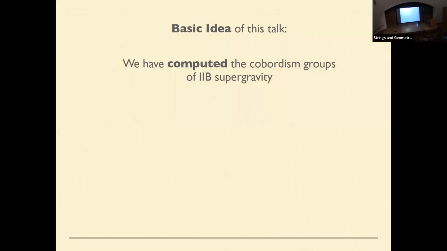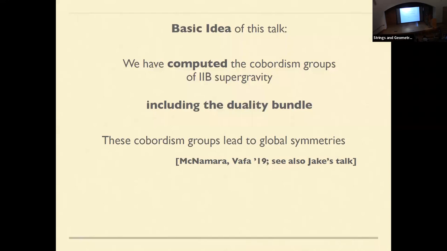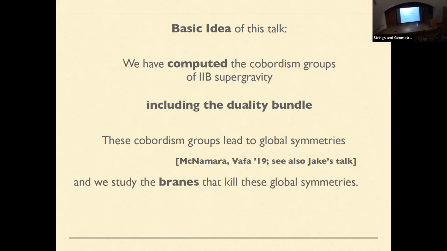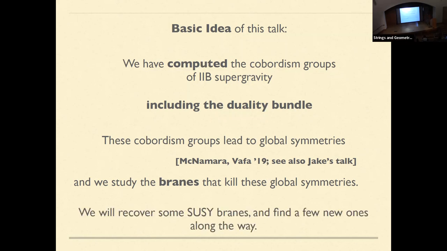Okay, so this was the fantasy version of it. I tried to make it funny and understandable, but in case it wasn't clear, the point of this talk is that we have computed certain cobordism groups of type 2B supergravity. The gist of what we introduced is that we took into account the type 2B duality group, the duality bundle. So we included duality twists in computing these cobordism classes, which significantly complicates the calculation. Then, following the perspective that Jake and Kubrin put together in their cobordism paper, we interpret these groups as leading to global symmetries, which we don't believe exist in quantum gravity. And then we need to introduce some branes, just like in Jake's talk, that kill these global symmetries. By following this perspective, we are able to recover some supersymmetric branes, some of the branes that we know and love, and also some new interesting features.